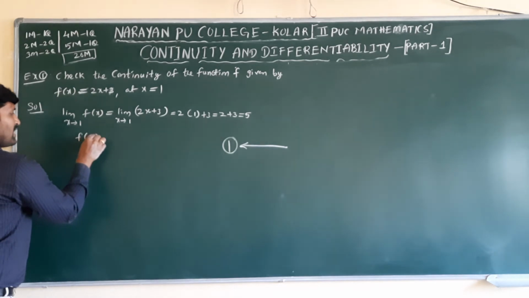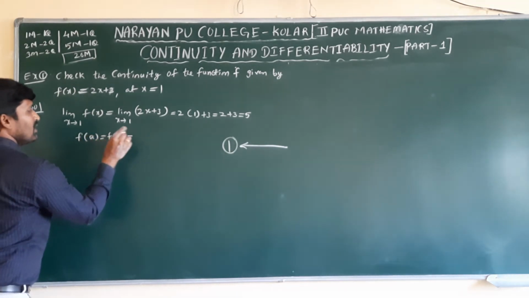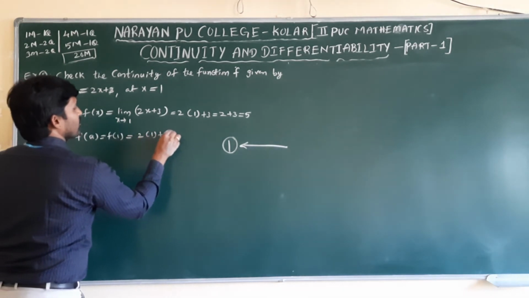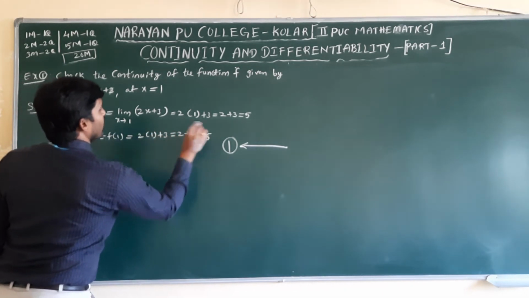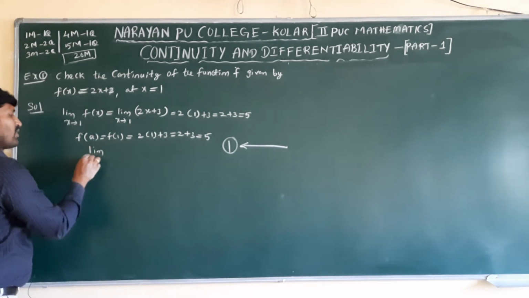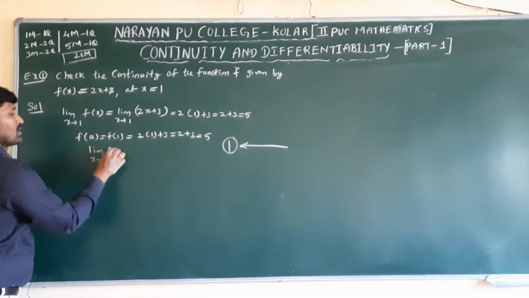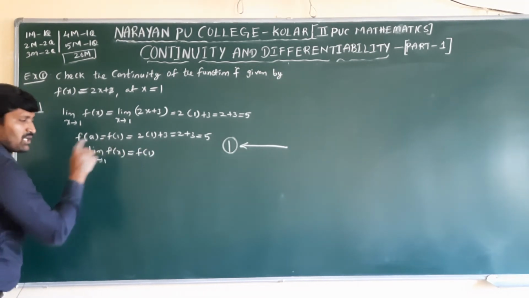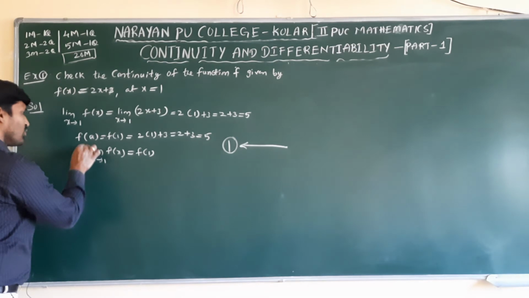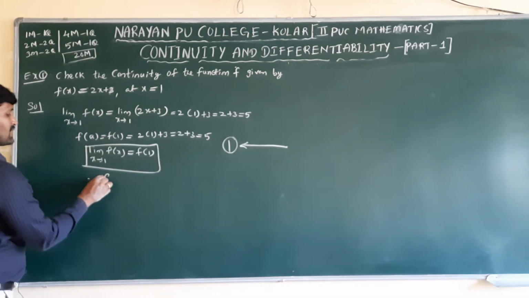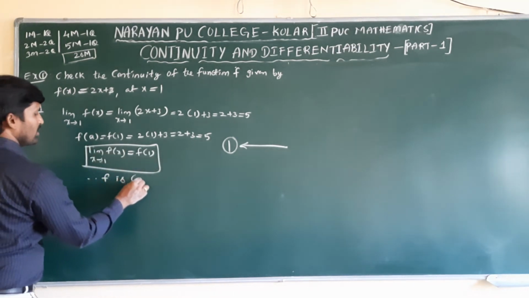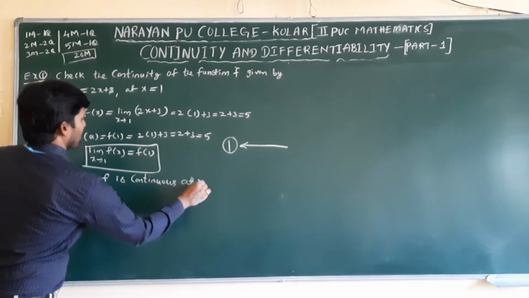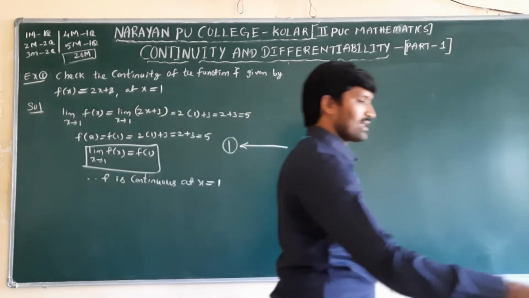You need to find f of a. f of a means f of 1, which we directly substitute in the function. 2 into 1 plus 3, that is 2 plus 3, 5. Here the limit of the function is equal to the functional value. Limit x tends to a, f of x equal to f of a. Both are equal. That's why we can say that f is continuous at x equal to 1.